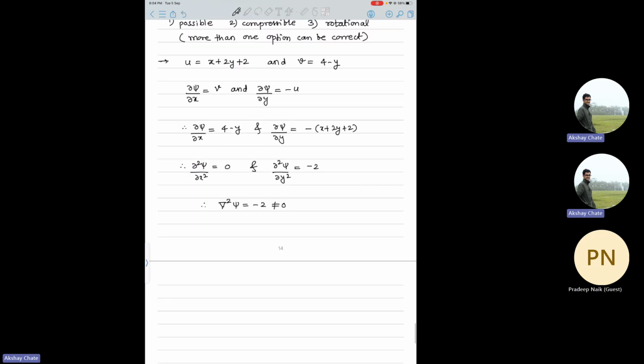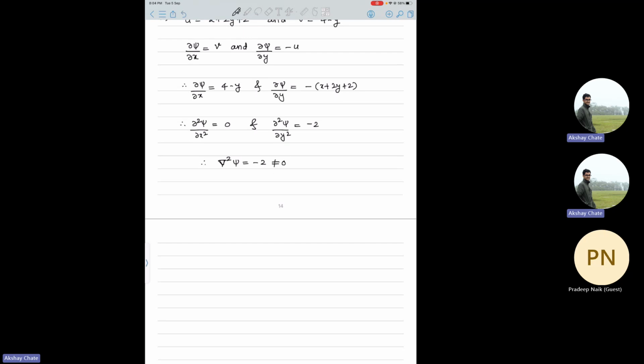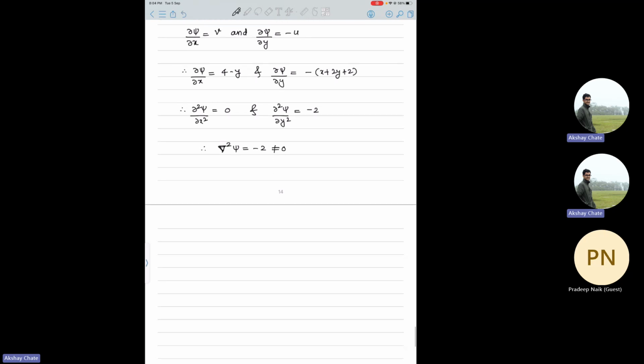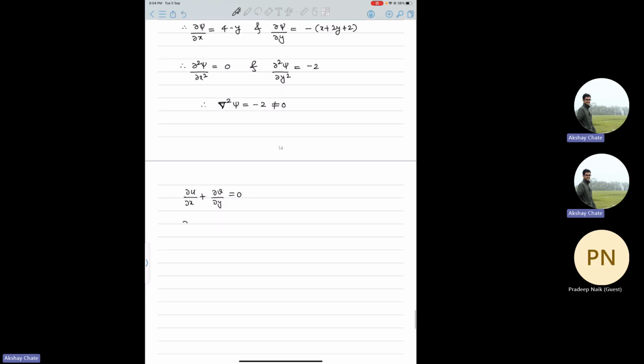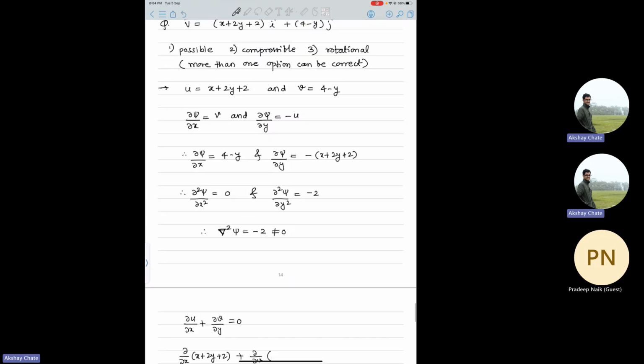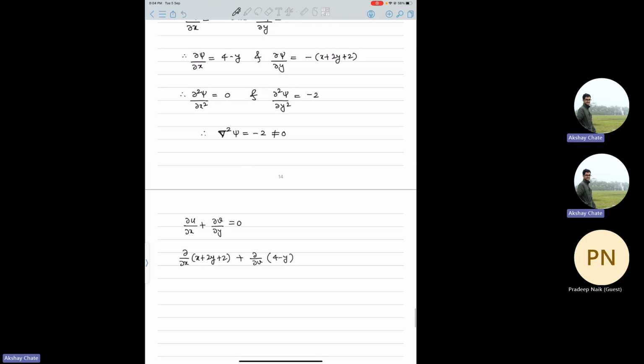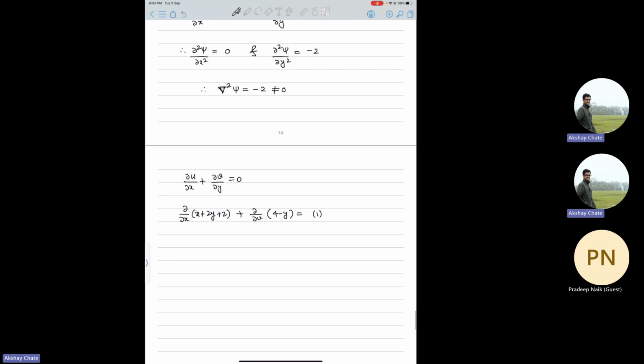Okay, so one check that we can do for compressible or not is del u by del x plus del v by del y equal to 0, right? So what is del u by del x? It is del by del x of x plus 2y plus 2. And what is del v by del y? v is 4 minus y. So the first term becomes 1 and the second term becomes minus 1. So 0. Therefore it is incompressible.